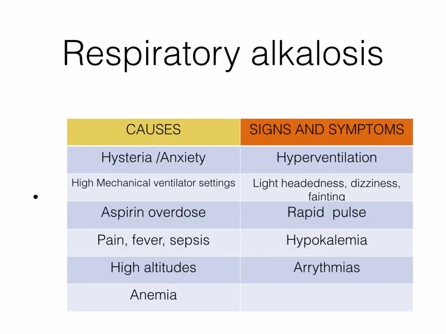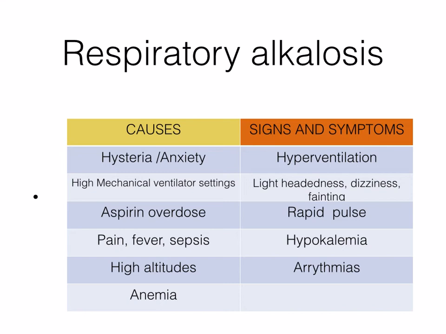These are some of the causes of respiratory alkalosis. So you have hysteria, anxiety. Hysteria and anxiety, and also high mechanical ventilator settings, will all lead to rapid respirations. When there are rapid respirations, a lot of carbon dioxide is being exhaled, and the body forgets that it needs to keep some carbon dioxide to maintain that pH balance, but it is exhaling a lot of carbon dioxide. So rapid respirations happen in hysteria, anxiety, and high mechanical ventilator settings.